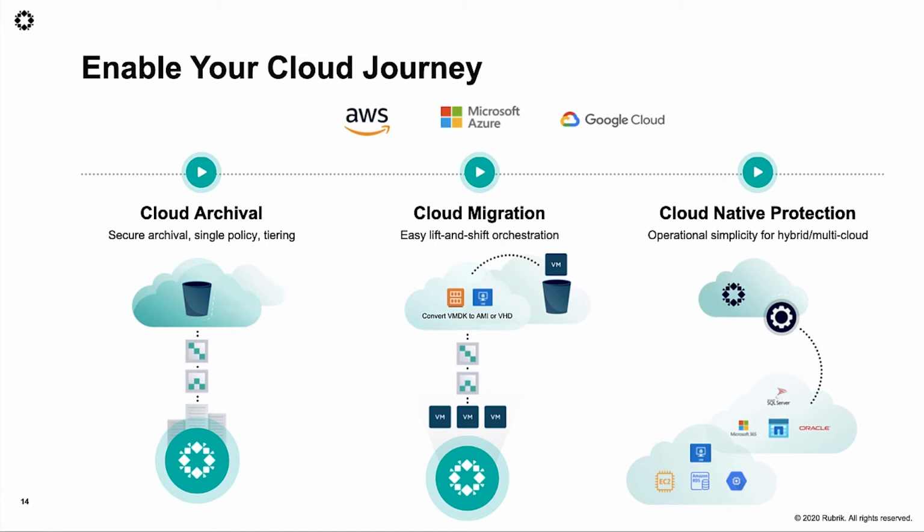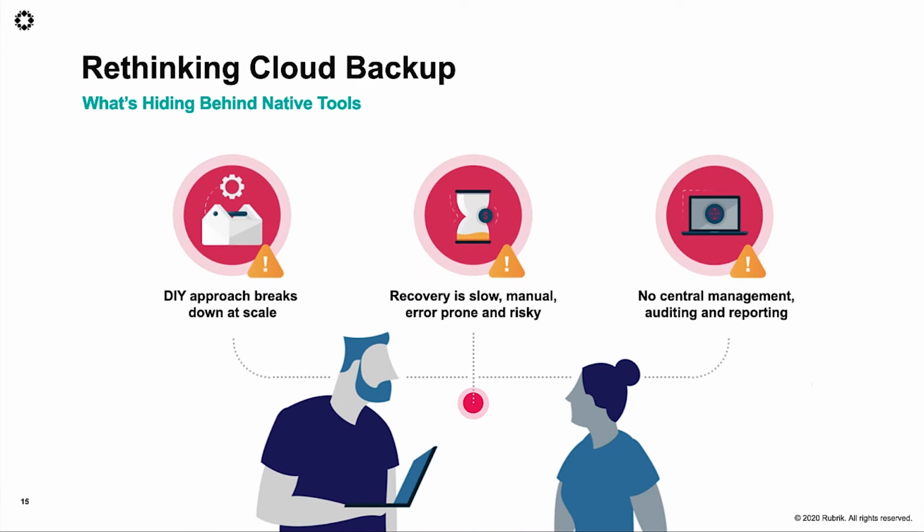And then finally, there's ensuring that our cloud native applications are protected. So as you have these EC2 instances or your RDS instances or your Azure VMs or GCP VMs, all of this can be protected natively with Rubrik as well.